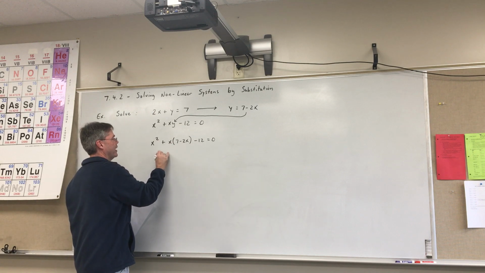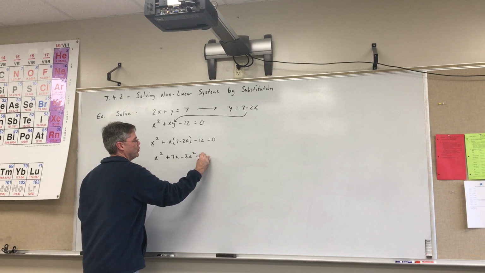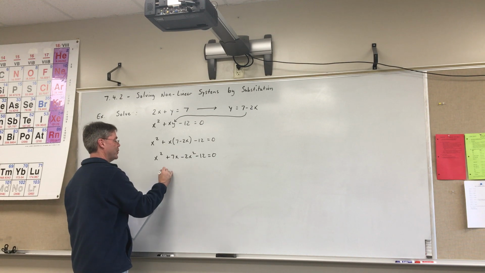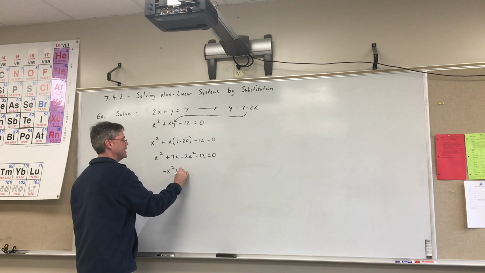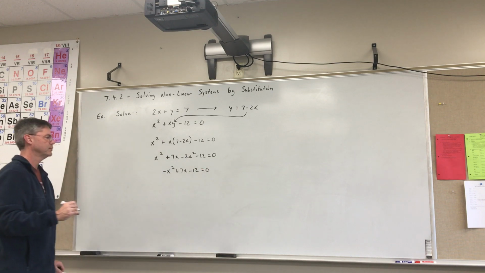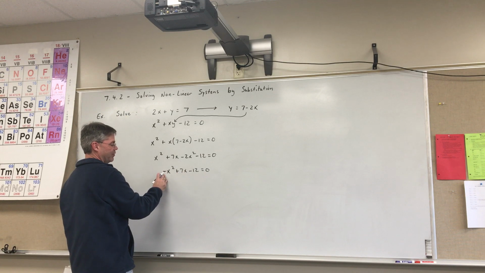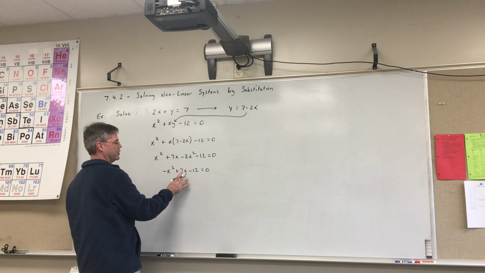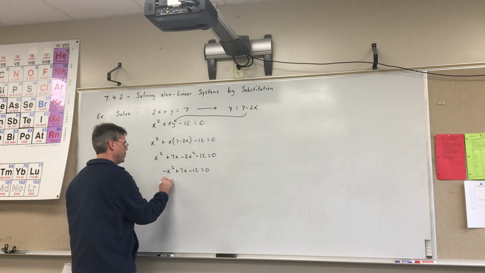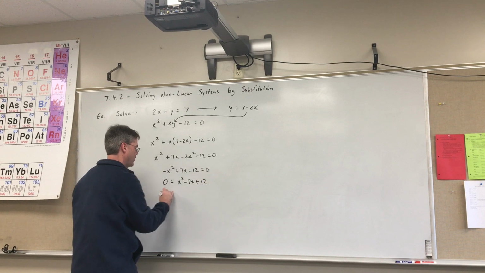Distributing the x, we would have x squared plus 7x minus 2x squared minus 12 is equal to 0. Combining the x squared, we'd have minus x squared plus 7x minus 12 is equal to 0. All right, I don't like to factor with a negative in front of the squared, so I'm just going to shoot that entire expression over to the right. So we'd have 0 is equal to x squared minus 7x plus 12.